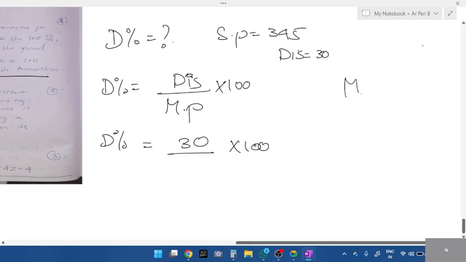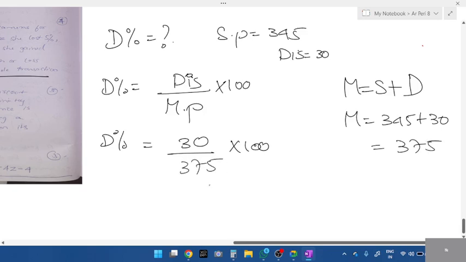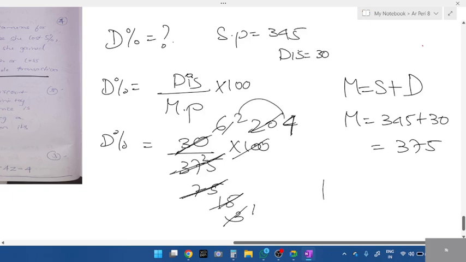No. Let us use the mark price formula. Mark price is equal to what? Selling price plus discount. Selling price is 340 plus discount is 30. You get 370. Divide by 370. How many times does it go, students? 5 sixes are 30. 5 sevens are 35. 5 threes are 15. Is it 8%? 8% is done.